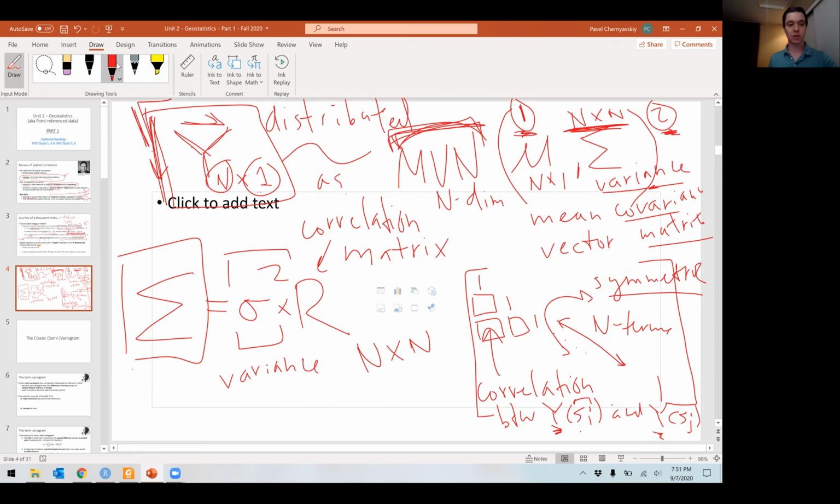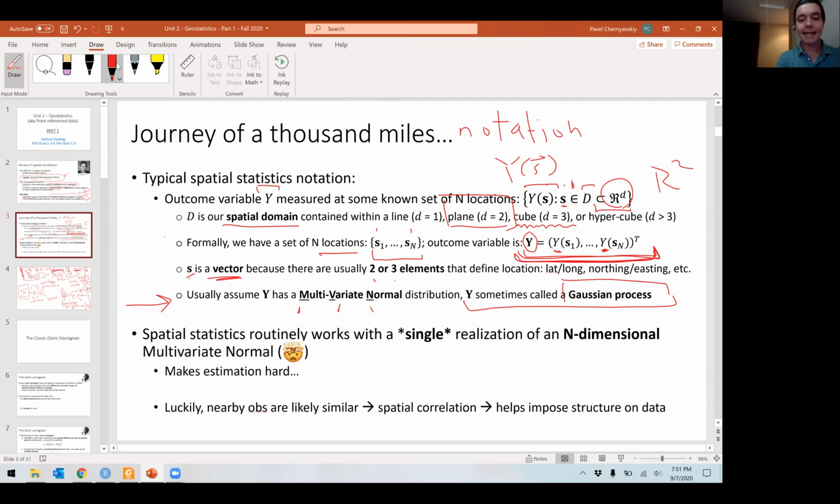So let's go back here. We will routinely work with a single realization of an n-dimensional multivariate normal. That should blow your minds, because outside of spatial stats, when we record n things, we're saying that we're actually measuring the same process n times, and we make certain assumptions. The IID assumption, independently and identically distributed, helps us out. But here we work with a single realization of an n-dimensional multivariate normal, right? We don't have n observations, we basically have an observation size of 1. This makes estimation hard.